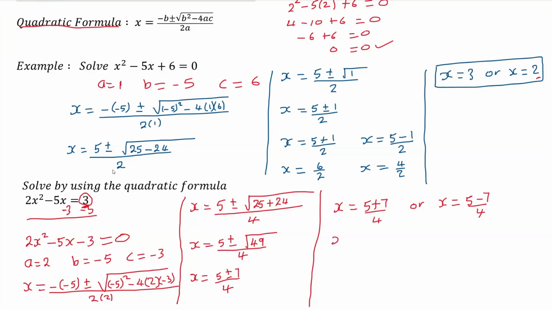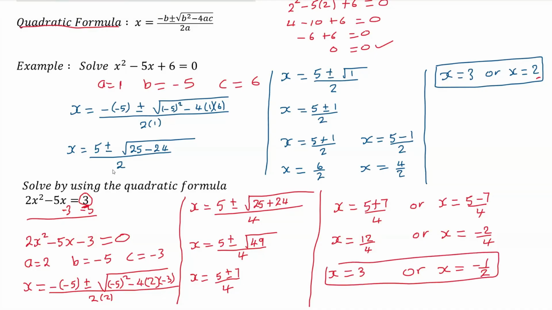So if you add the numerator, you get 5 plus 7 is 12, 12 over 4, which is 3, or x is negative 2. 5 minus 7 is negative 2 over 4. So x is 3, or x is negative 1/2 when you reduce negative 2 over 4. So that's your two answers. You can try to check one of them to see if it works.